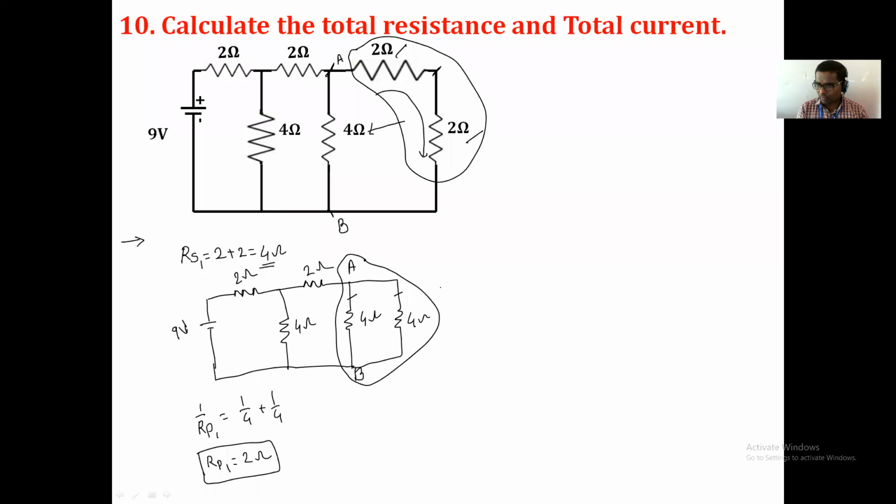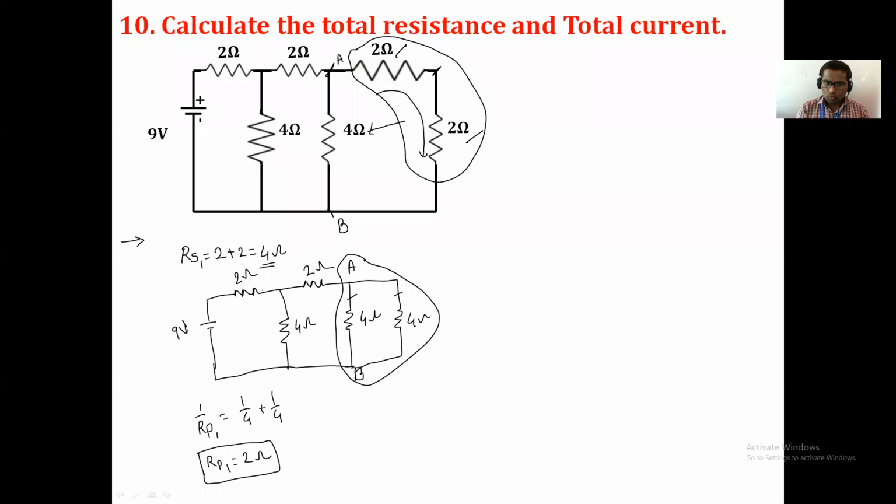Once again, I will repeat. The trick is that if the two resistances are connected in parallel and having equal value, then the total resistance is half of the value of that resistance. आता रेजिस्टन्स किती आहे? 4 ohms आहे. त्यामुळे टोटल रेजिस्टन्स तुमचा किती असला पाहिजे? 2 ohms. कॅल्क्युलेट करून बघा. Yes or no? Yes, sir.